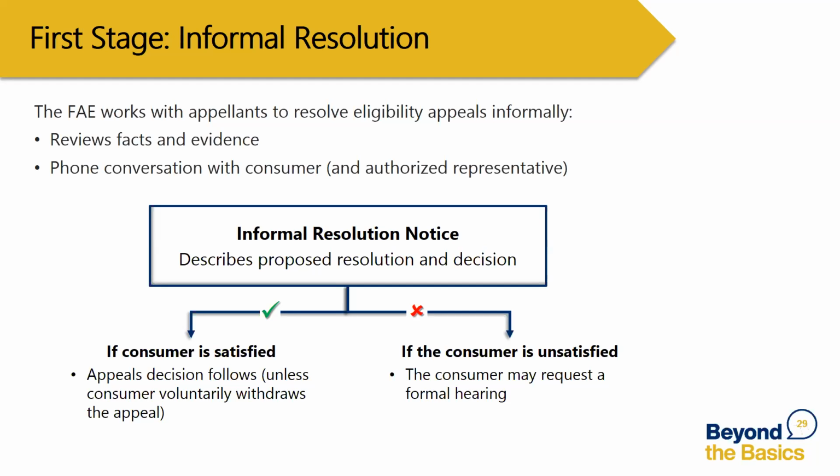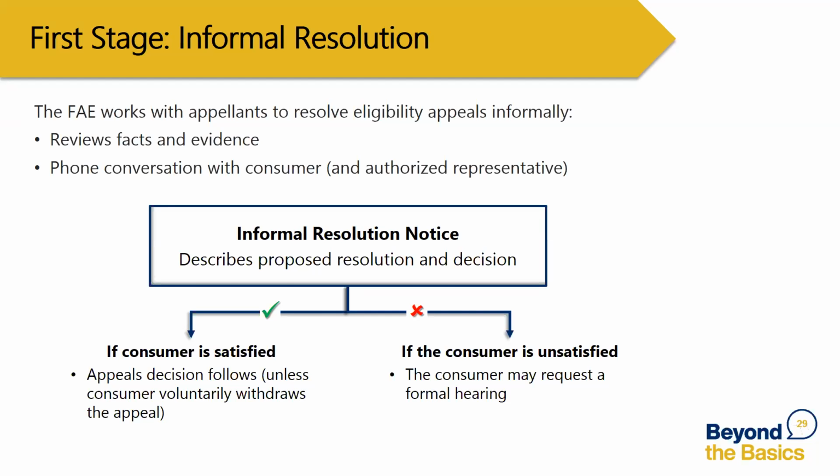Once the phone conversation comes to its end, the contractor is going to describe what they think the resolution should be. If the consumer is satisfied, great, a written decision is going to follow, unless maybe the consumer withdraws the appeal because the consumer realizes it wasn't something that was valid to appeal in the first place. If the consumer is unsatisfied, the consumer can then request a formal hearing.